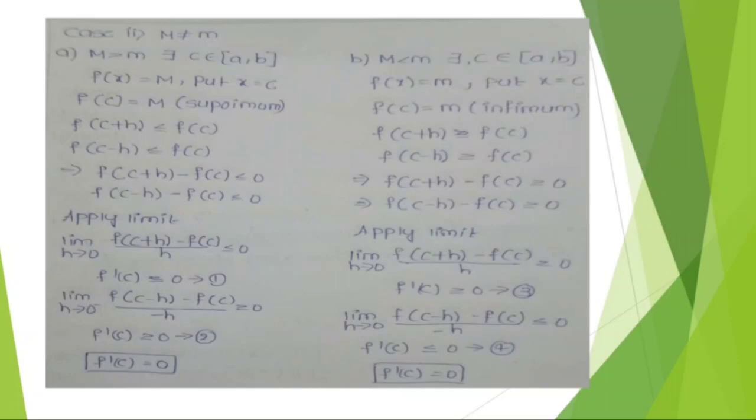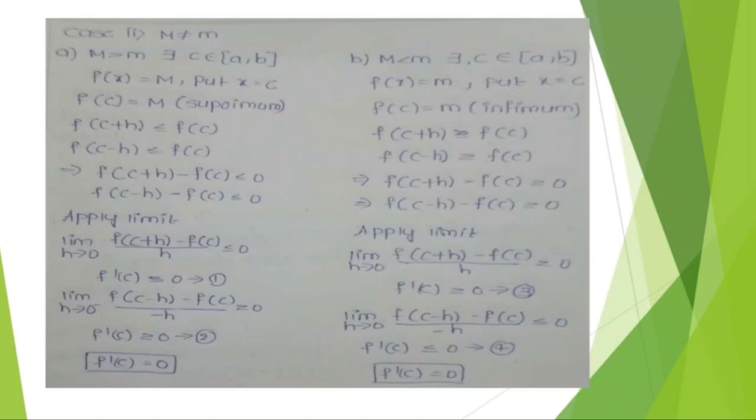By the definition of the f'(x) formula, apply limit and divide by h. Then limit h tends to 0, [f(c+h) minus f(c)] by h less than or equal to 0. Then f'(c) is less than or equal to 0. This is equation number 1. Limit h tends to 0 minus, [f(c-h) minus f(c)] by minus h greater than or equal to 0. Then f'(c) becomes greater than or equal to 0. This is equation number 2. From equations 1 and 2, we can conclude that f'(c) equals 0.